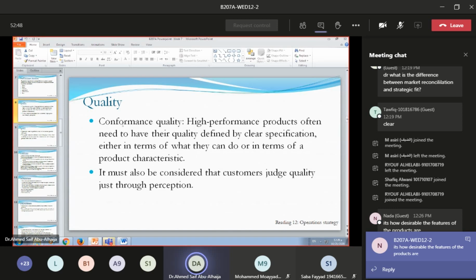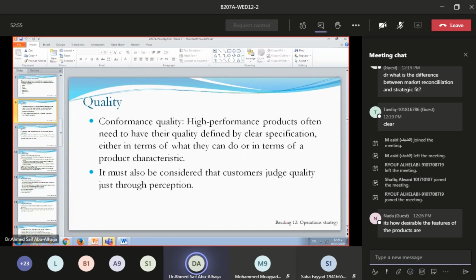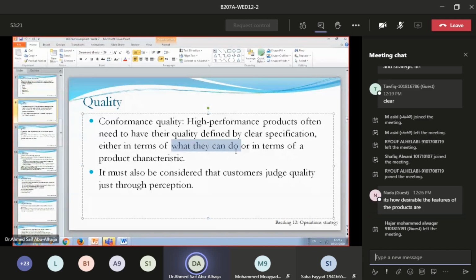We call it conformance quality. We have different kinds of quality, but they emphasize conformance here, so keep it. Conformance quality means that high performance products often need to have their quality defined by clear specification. What the product has as a specification, either in terms of what they can do, remember, the function, or in terms of the product characteristics.